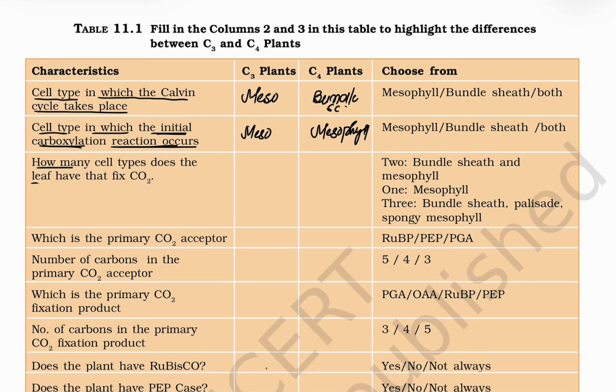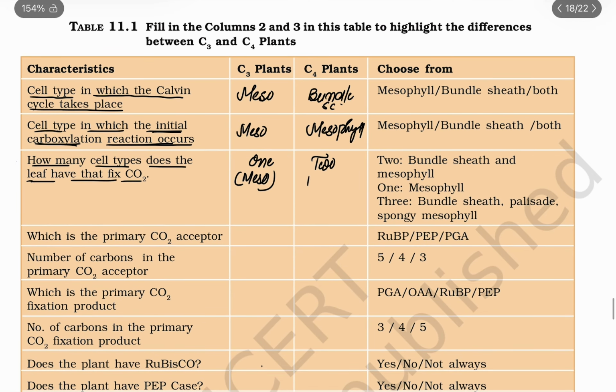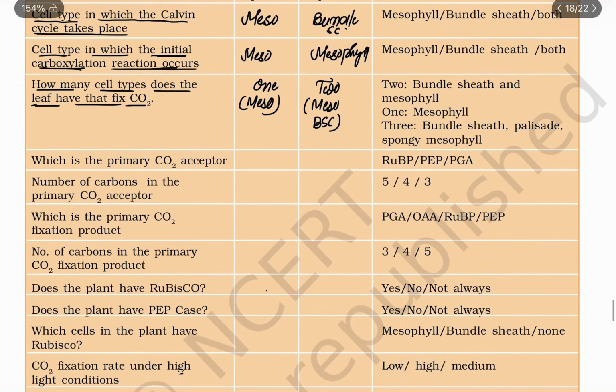Next, how many cell types does the leaf have that fix carbon dioxide? In C3 plants, only one cell is involved in the fixation of carbon dioxide, and that is the mesophyll cell. But in C4 plants, two cells are involved in the fixation of carbon dioxide: the mesophyll cell and the bundle sheath cell.